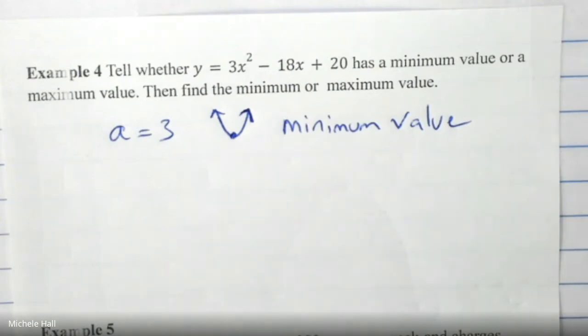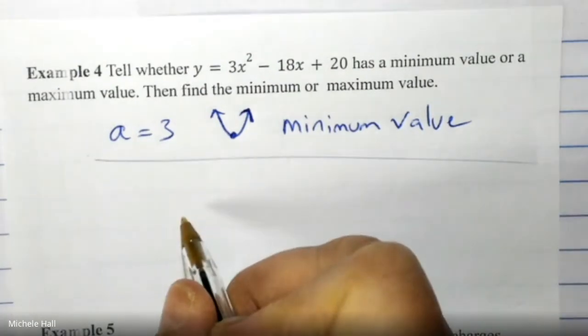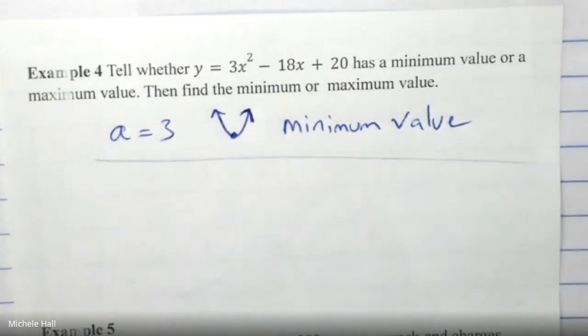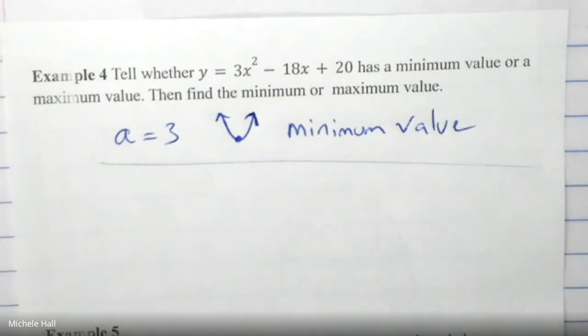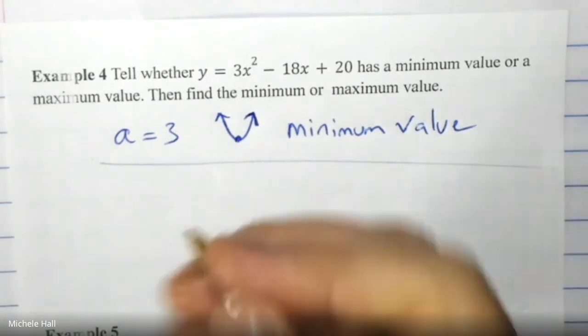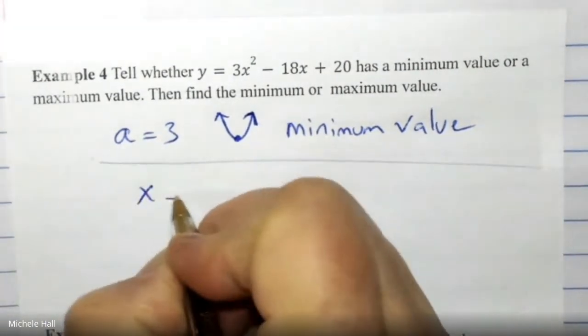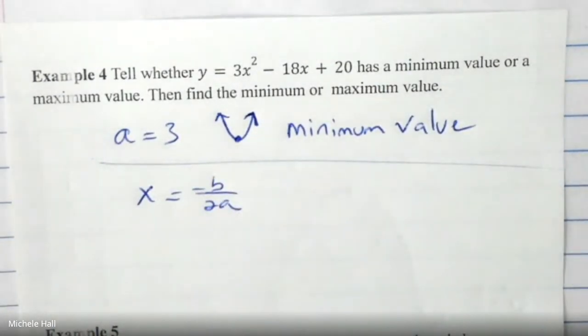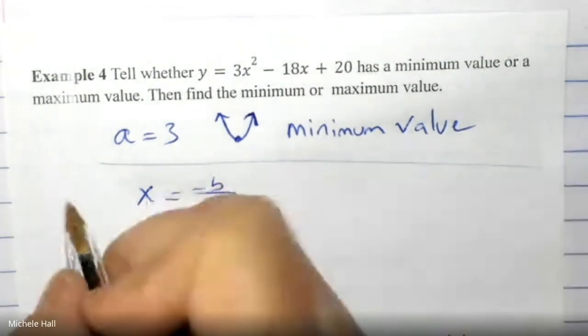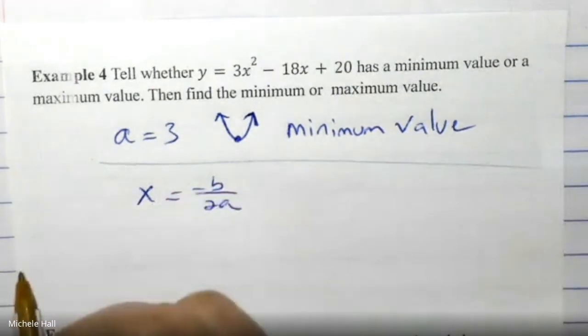How would I start to find the minimum? Exactly. You're going to do steps 2 and 3 every time. Step 2 gives you the x value, which happens to be the AOS, and step 3 finishes the vertex. So we're going to start with x equals negative b over 2a. I do just put the negative in the numerator. You can put it wherever you want. We already know that a is 3. What's b?